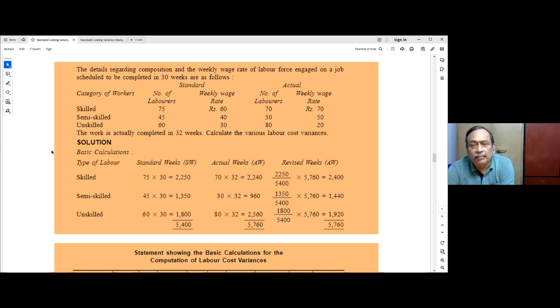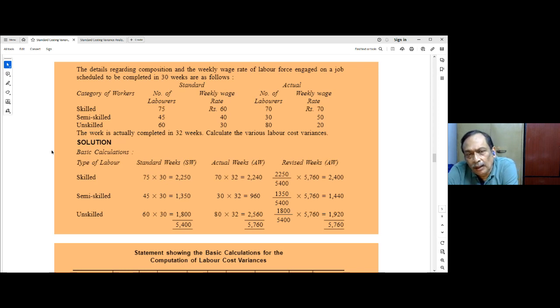So, we are having the actual number of laborers and the actual weekly wage rate, and we are given information as far as skilled, semi-skilled, and unskilled laborers are concerned. Remember that at the beginning of the question, the job is scheduled to be completed in 30 weeks, and at the end, it is given that the work is actually completed in 32 weeks. So there is a change in the number of weeks.